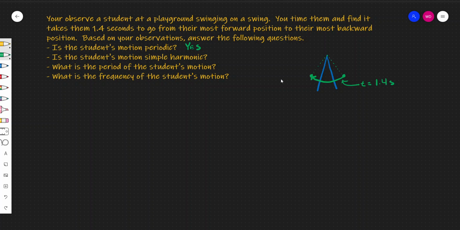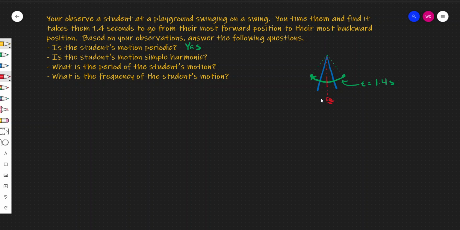Is it simple harmonic? Okay, so that we said is a special type of periodic motion where there is a restoring force that brings the object back towards equilibrium. So first, is there an equilibrium point? And the answer is yes, because if this student just stopped swinging, eventually they would settle out at this equilibrium point. They would just stop right there. If you've ever been on a swing, eventually you'll stop and you'll settle right there. So yes, there is an equilibrium point.